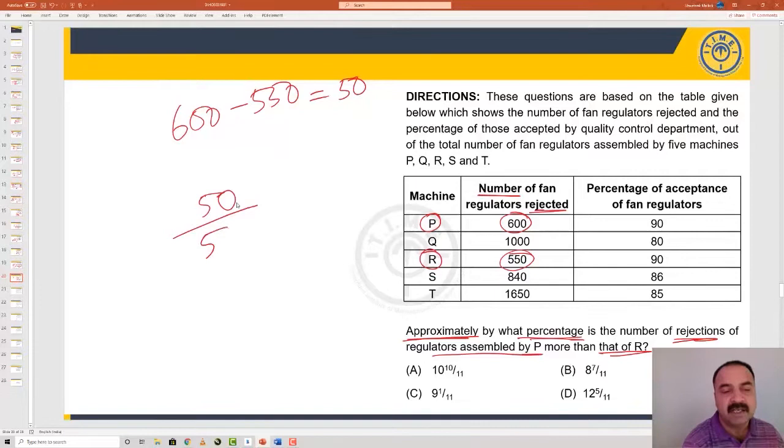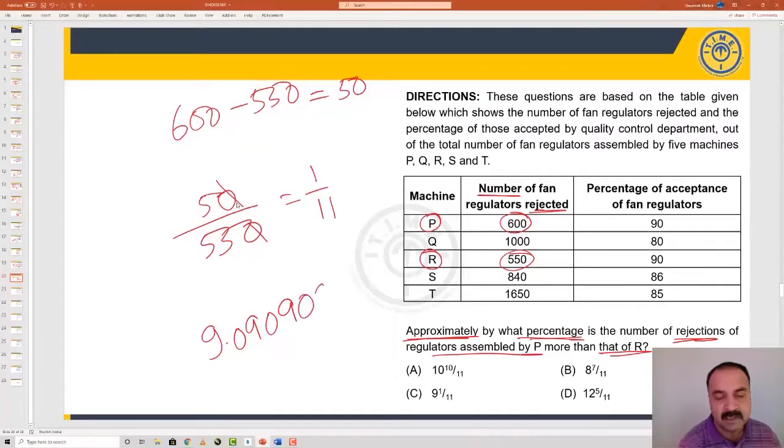And this is what percentage of the number we are comparing with. This is nothing else but 1 by 11. And 1 by 11 is 9.090909 recurring percentage. And therefore the answer is 9 1 by 11. This is the only answer that can be marked.